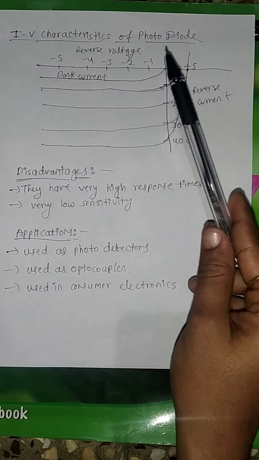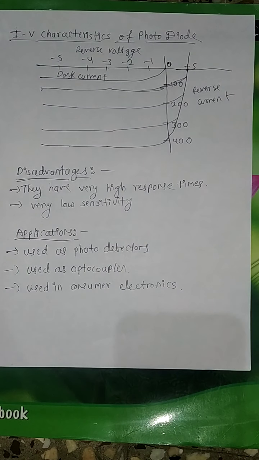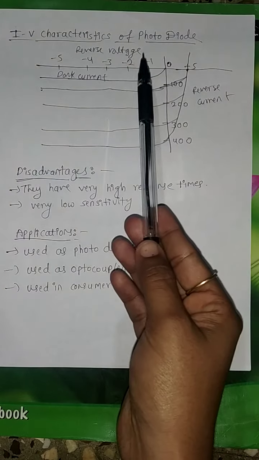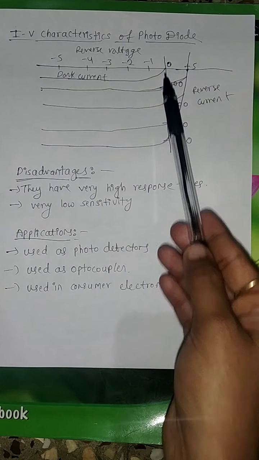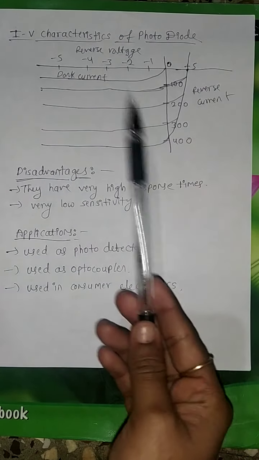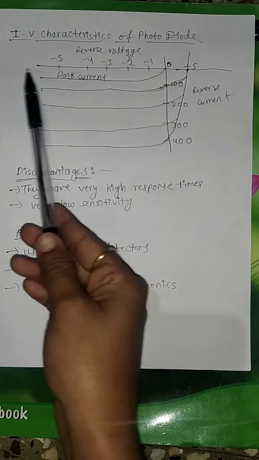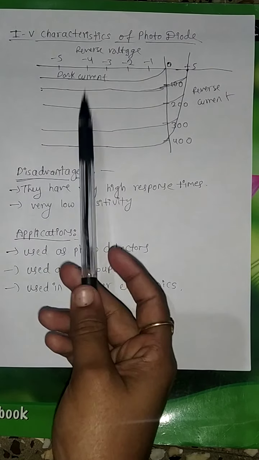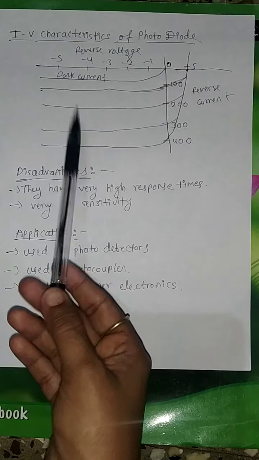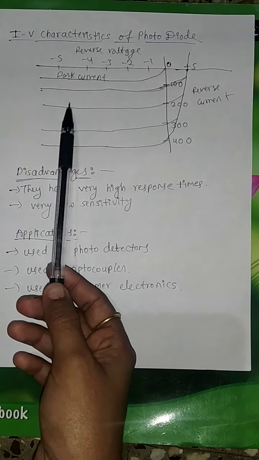So reverse biased means, as I said, the P type is connected to the negative terminal of the battery and the N type is connected to the positive terminal of the battery. So in reverse biased mode, the current is also negative and the voltage is also negative, isn't it? So that's what, voltage negative and current negative. So it will come like this. The VI characteristics will come like this.